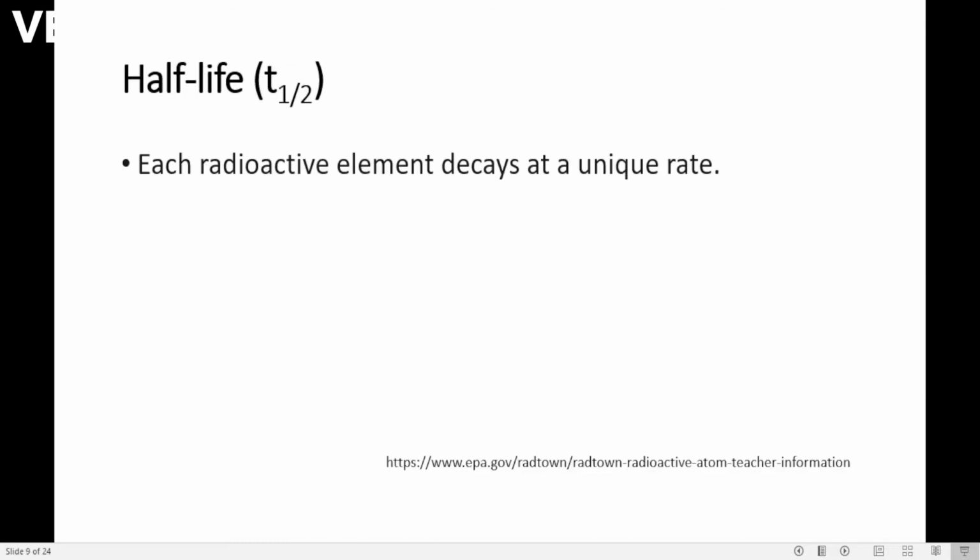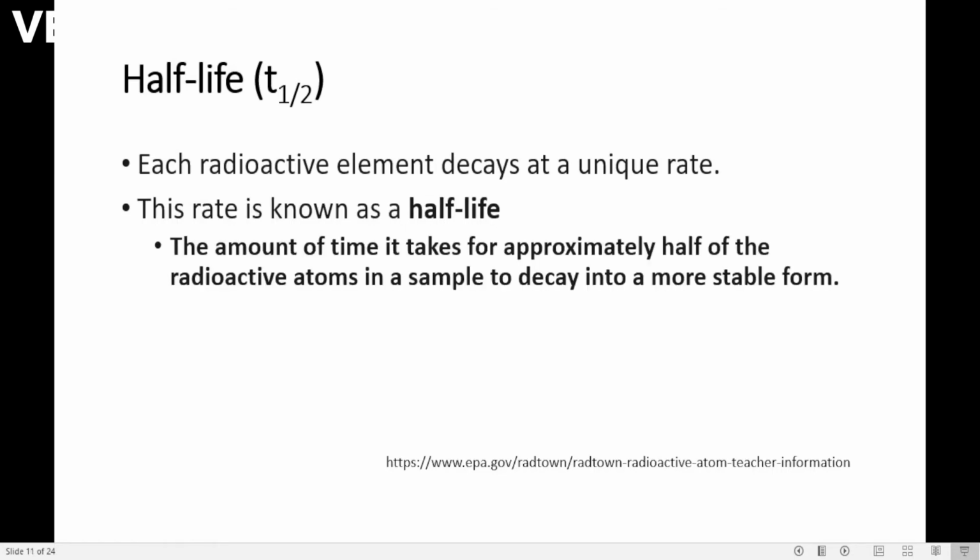Half-life. Each radioactive element decays at a unique rate. This rate is known as half-life. So each element will have a different half-life. Half-life is the amount of time it takes for approximately half of the radioactive atoms in a sample to decay into a more stable form. That means after 1 half-life, we are going to have 50% of the initial activity in that sample.